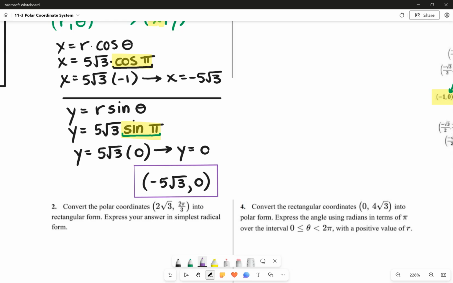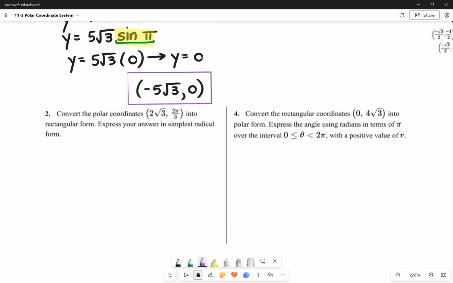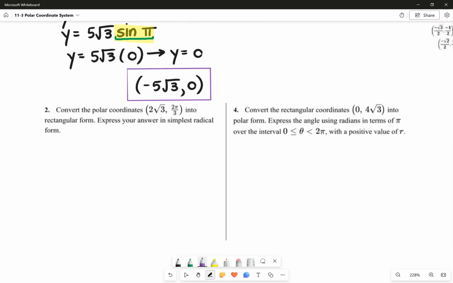Okay, so I'd like you to go ahead and try to do the next one without me holding your hand. So pause the video and then come back and check with me and see if you did it correctly.